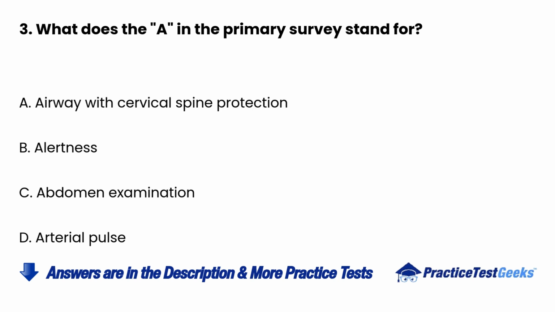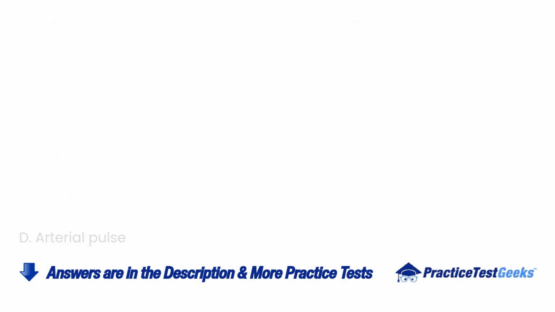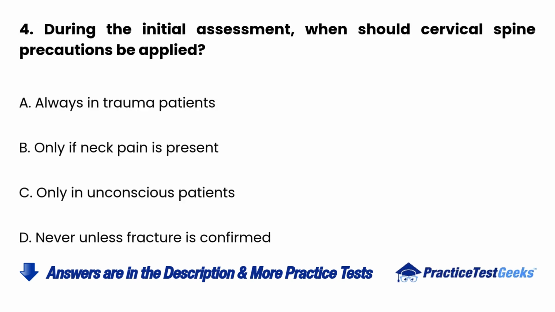3. What does the A in the primary survey stand for? A. Airway with cervical spine protection. B. Alertness. C. Abdomen examination. D. Arterial pulse.